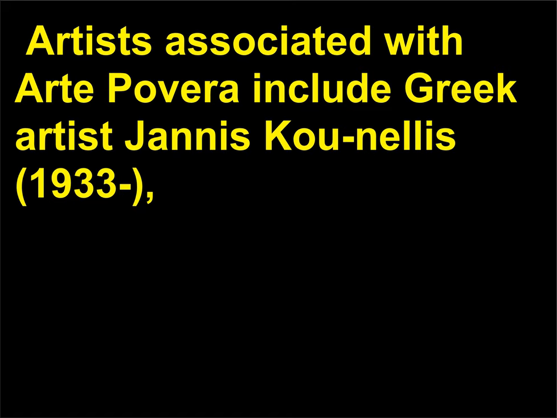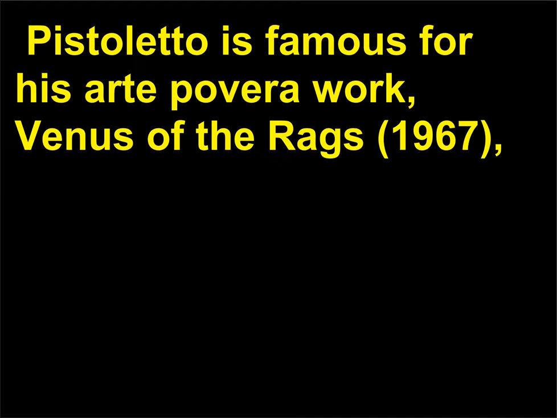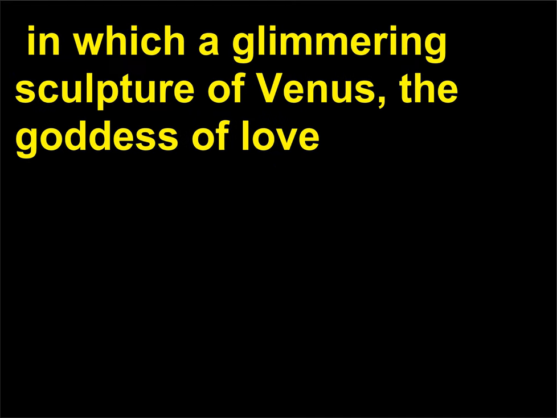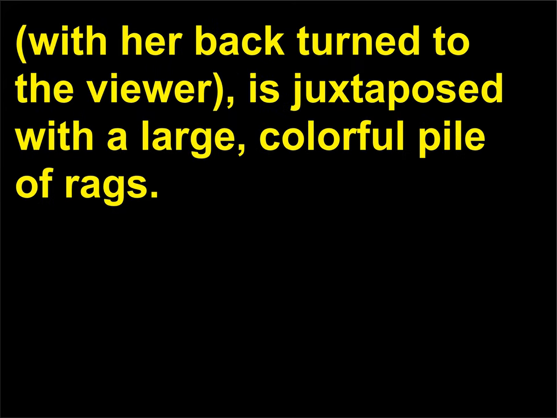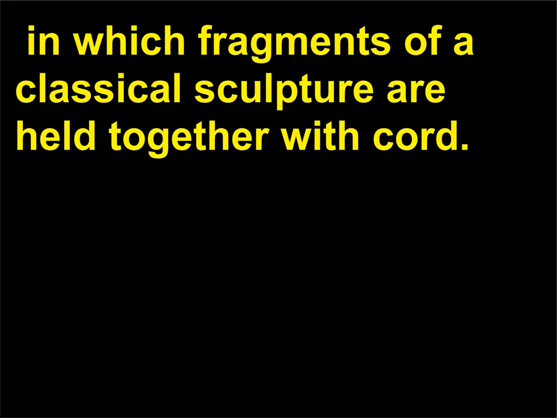Artists associated with arte povera include Greek artist Jannis Kounellis, 1933, as well as Italians Giulio Paolini, 1940, and Michelangelo Pistoletto, 1933. Pistoletto is famous for his arte povera work, Venus of the Rags, 1967, in which a glimmering sculpture of Venus, the goddess of love, with her back turned to the viewer, is juxtaposed with a large, colorful pile of rags. Kounellis also contrasts refined classicism with the everyday in his Untitled from 1978, in which fragments of a classical sculpture are held together with cord.